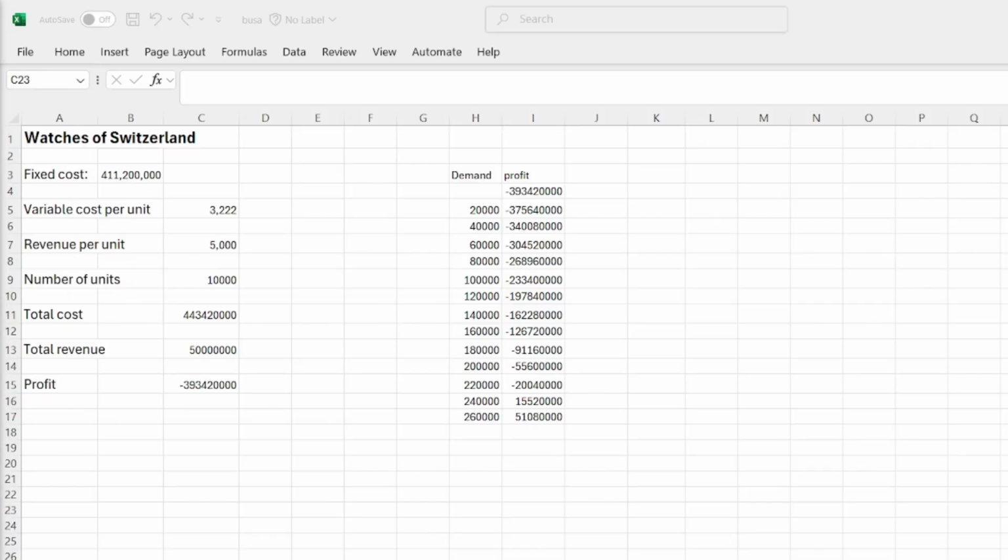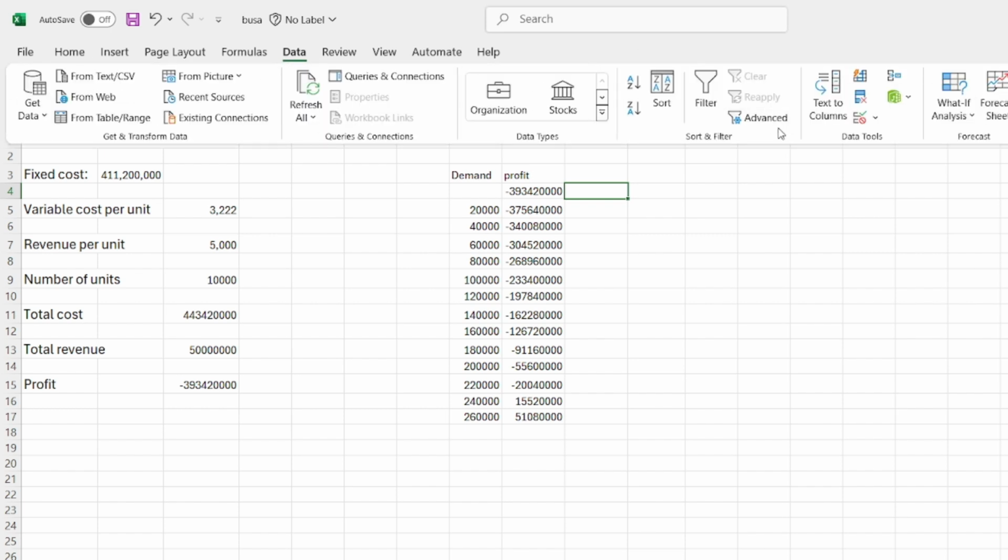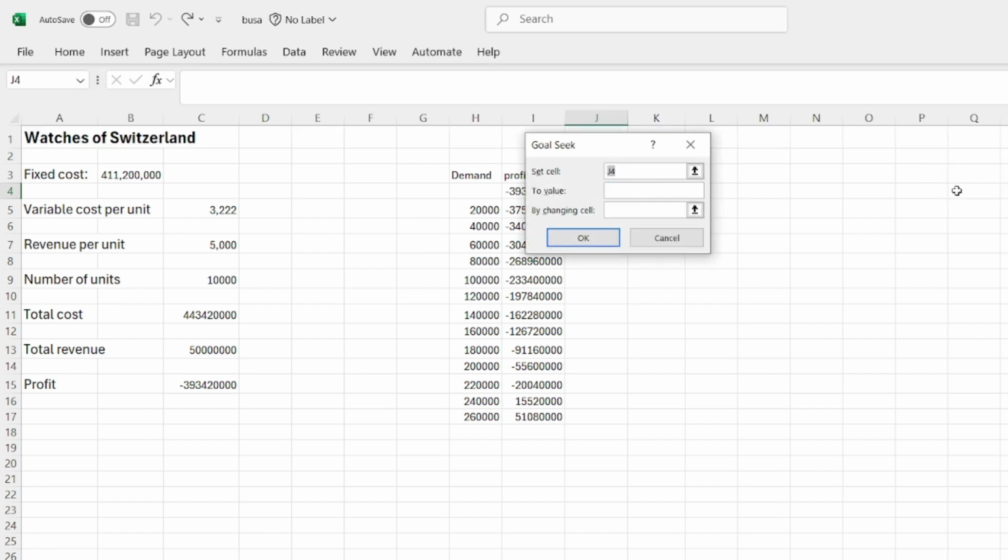And to determine the number of units that makes the company break even, we would use the Goal Seek function to calculate. Get to the ribbon again, File Data, click on that, move to the right hand side, still What If Analysis, but this time choose Goal Seek. Break-even means profit equals 0.